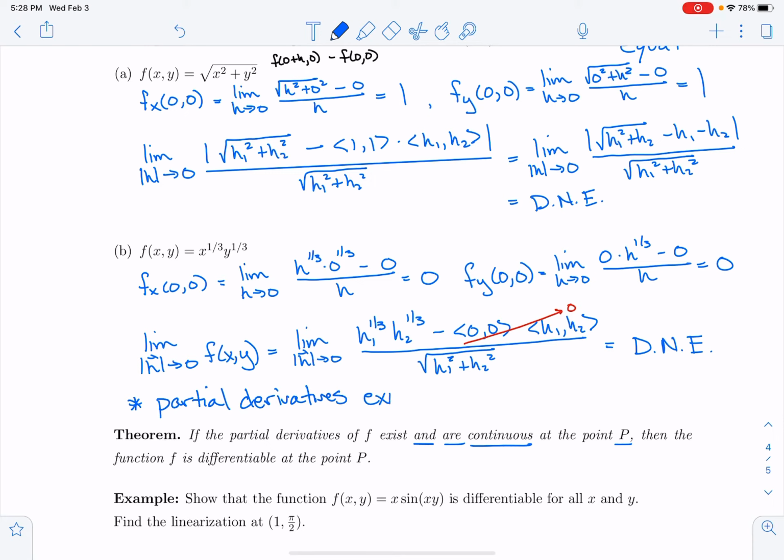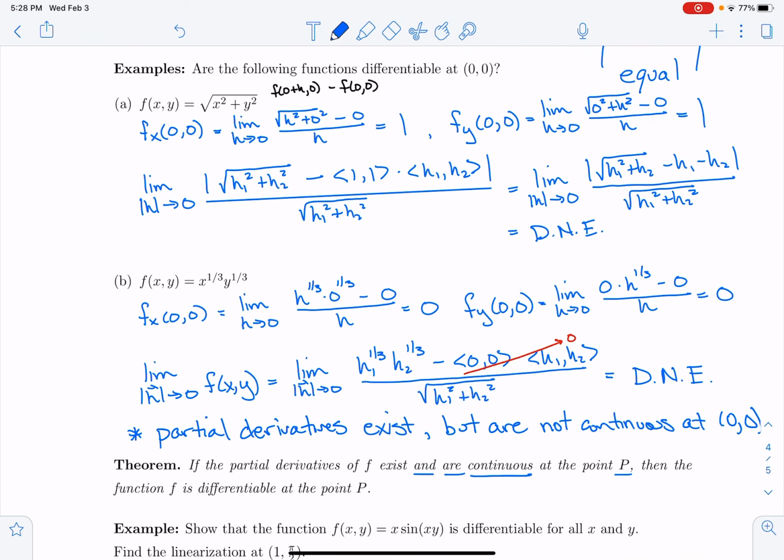but the partial derivatives exist. But if we were to use the formulas to compute the partial derivatives, we'll see that they are not continuous at 0, 0. So for both of these functions, the partial derivatives exist, but they're not continuous at 0, 0. And so that gives you an indication of why these functions are not differentiable. That does not prove that they're not differentiable, but it gives you an indication.